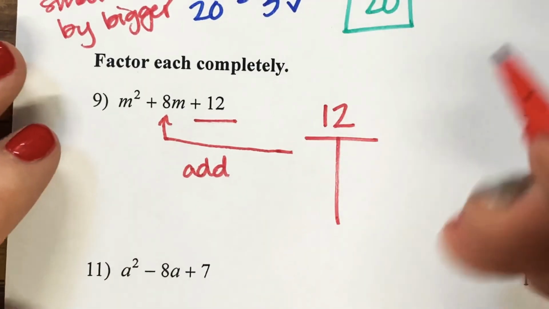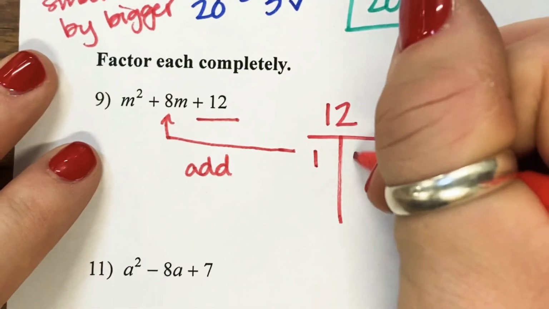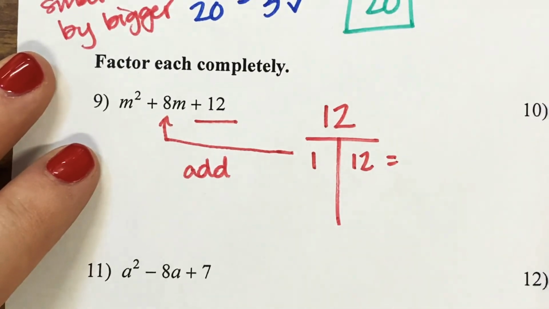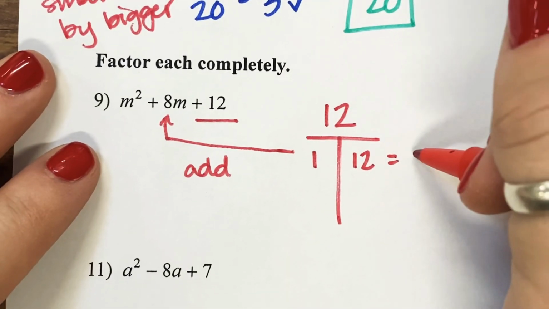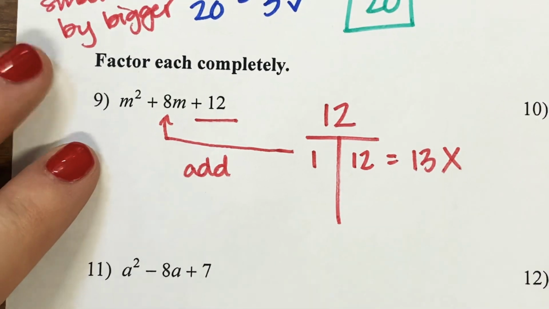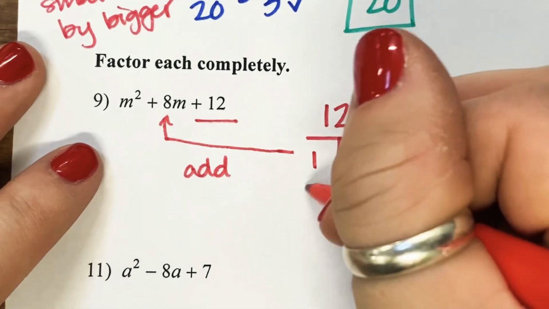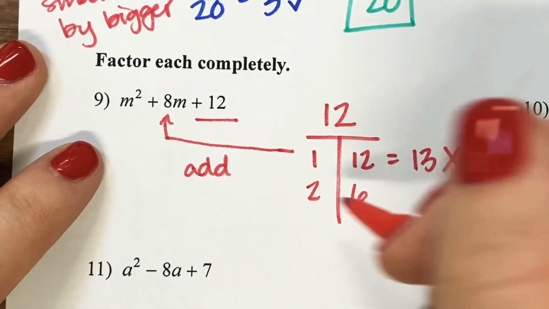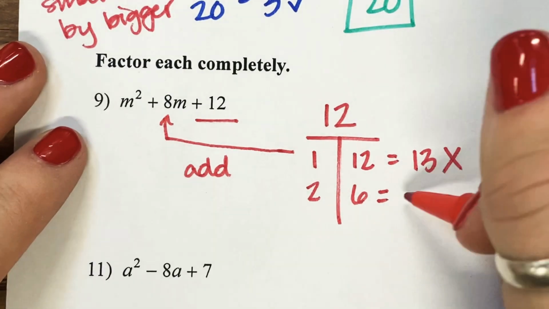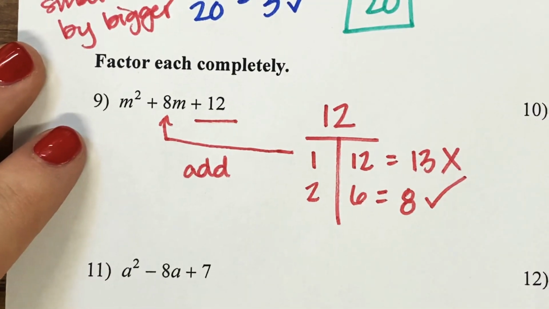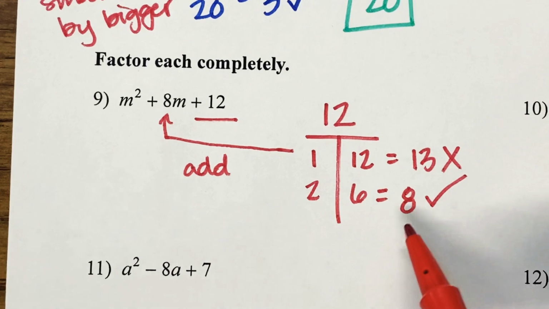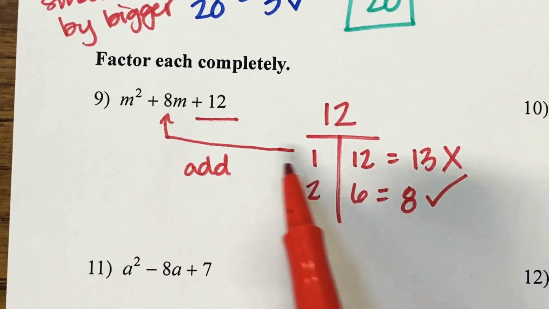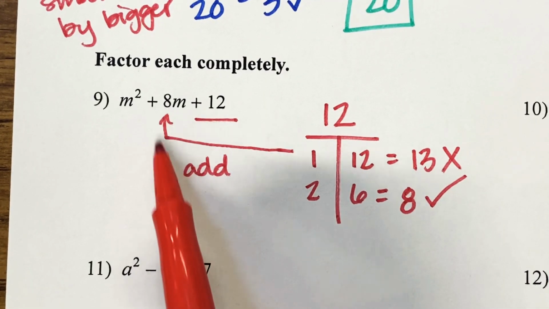Okay, so let's just try finding the factors. What is 1 plus 12 equal to? That's going to give me 13. Nope, that's not it. We're looking for 8. What about 2 times 6? What does this add to? Bingo, we got it. We found which two factors add to our middle term, which is 8.